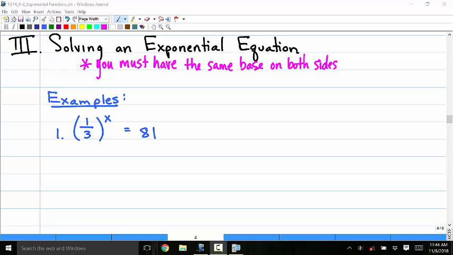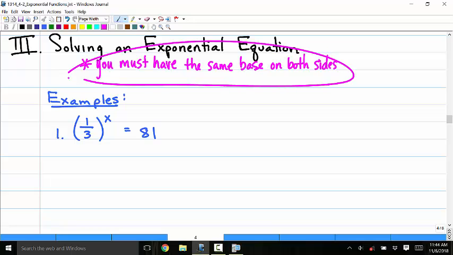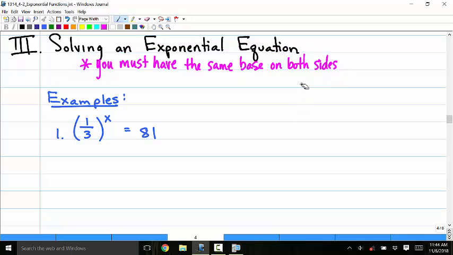Later on in this chapter, we're going to talk more about solving exponential equations, but a quick introduction to it. This is just one way to solve exponential equations, and it's a special situation. You must be able to have the same base on both sides to do it this way. So again, we're going to talk about this later in the chapter, but this is just a quick intro.